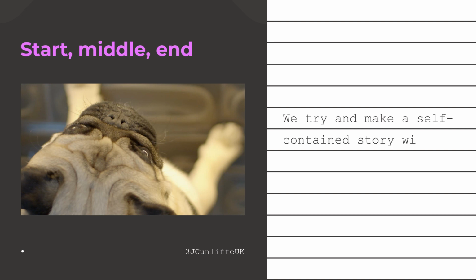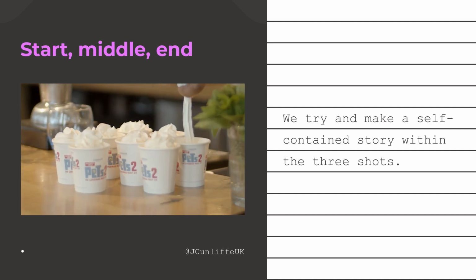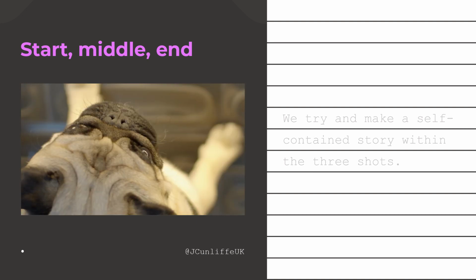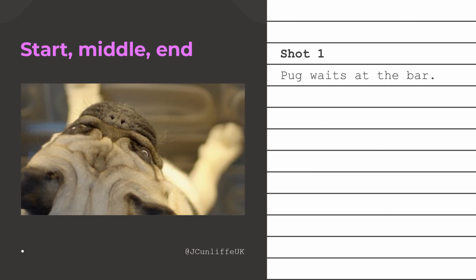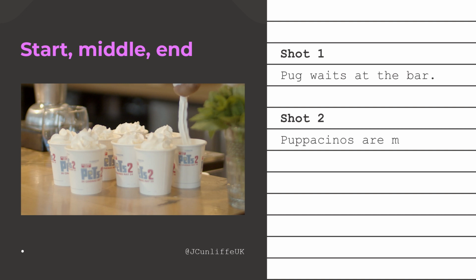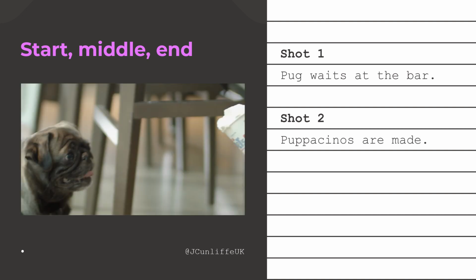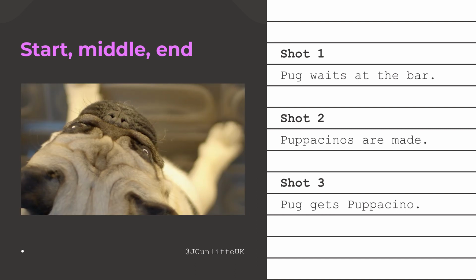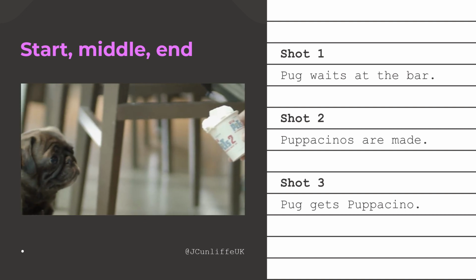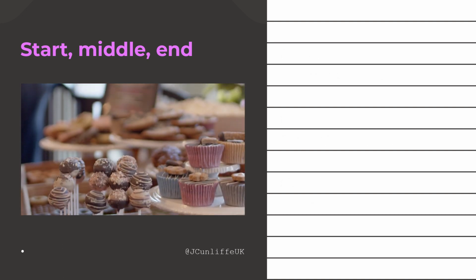We try and make a self-contained story out of 3 shots, and here's an example. So in the first shot, the pug's waiting at the bar. In the second, we can see it's because there are puppuccinos being served. And then finally, in the third shot, the pug gets the puppuccino. It's pretty damn happy about it too. 3 shots, 1 story. Let's have a look at another example.